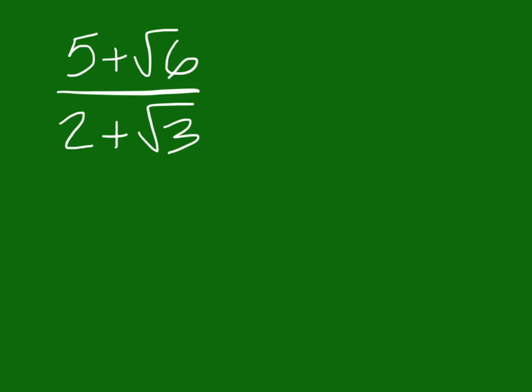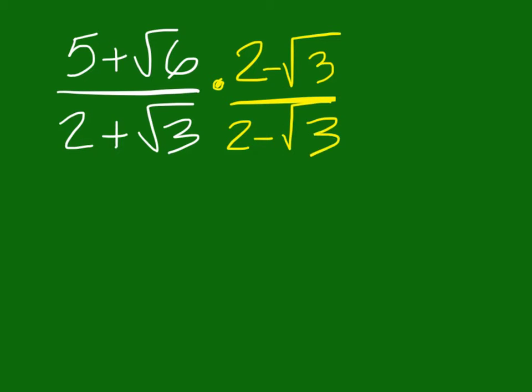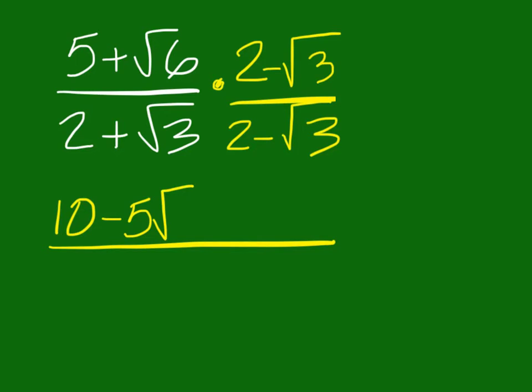Example 4. On this one, you're going to multiply the top and the bottom by 2 minus the square root of 3. When you do that, on the top, it's 5 times 2. That's going to be 10. 5 times the square root of 3. Notice there's a minus there. 5 times the square root of 3 is minus 5 square root of 3.